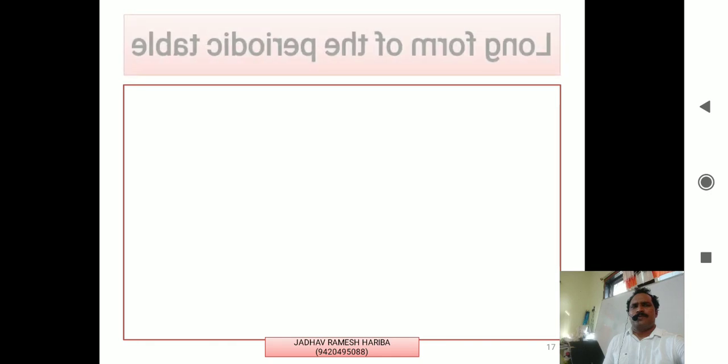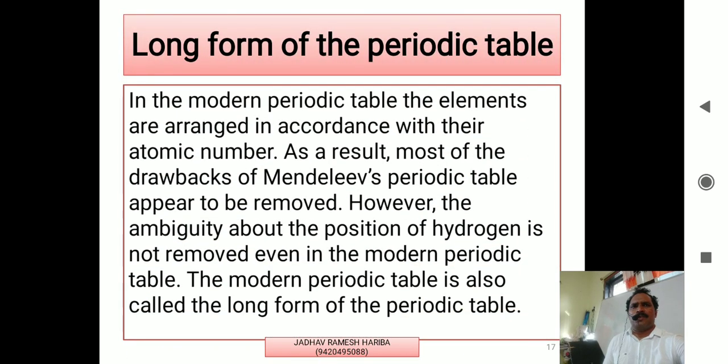In this topic, the modern periodic table, it is also known as the long form of the periodic table. In the modern periodic table, the elements are arranged in increasing order of their atomic number, and as a result most of the drawbacks of Mendeleev's periodic table get removed from this table.